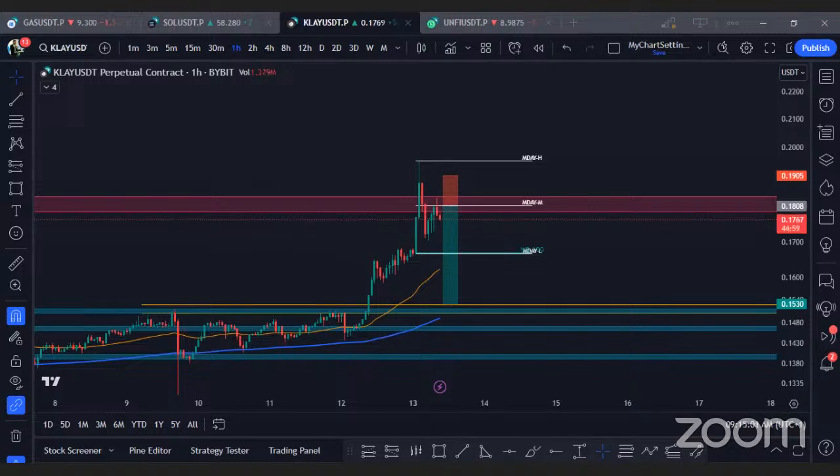But don't just shut and let it go, okay? If it comes back, if we do get it around this area, we're going to be looking for long from there. If we do get it down to that area of 15 cents, we'll be looking for long for clay from there to the upside.